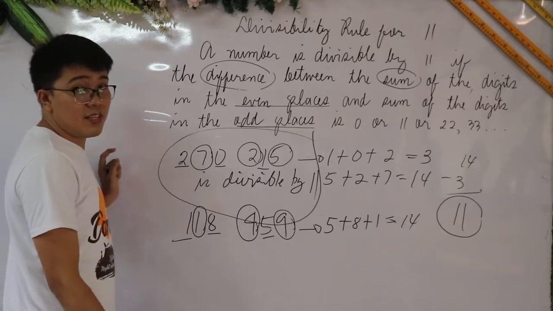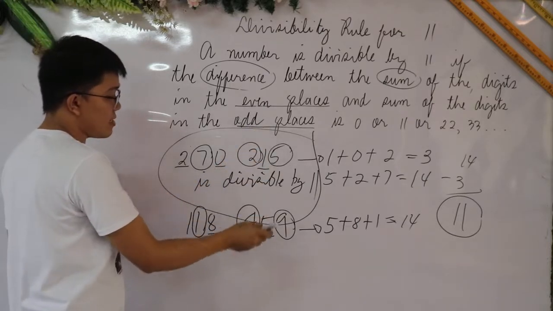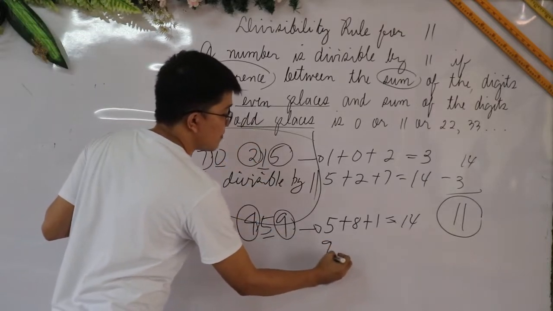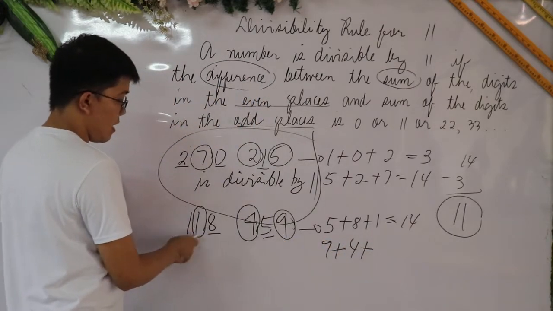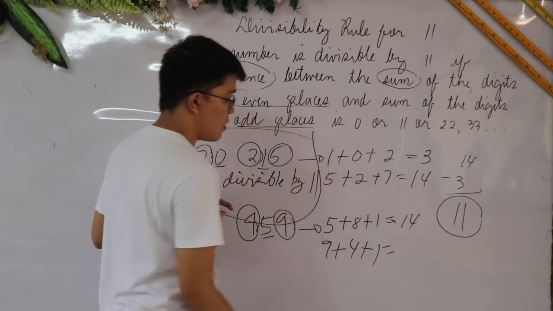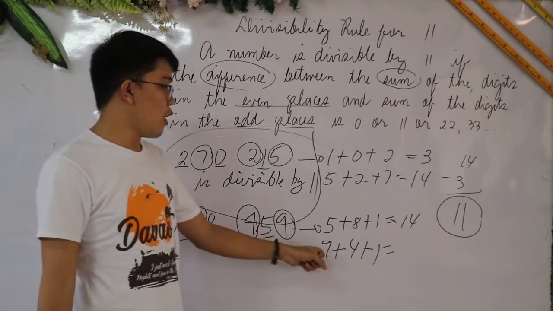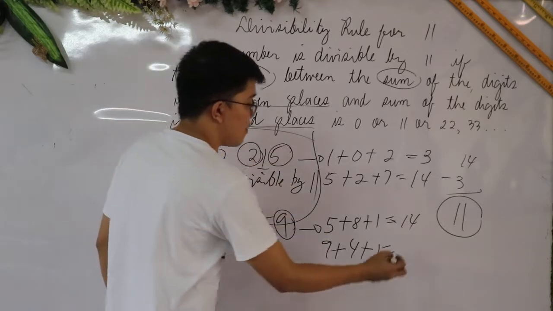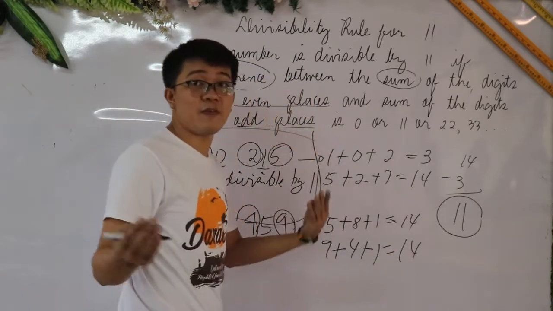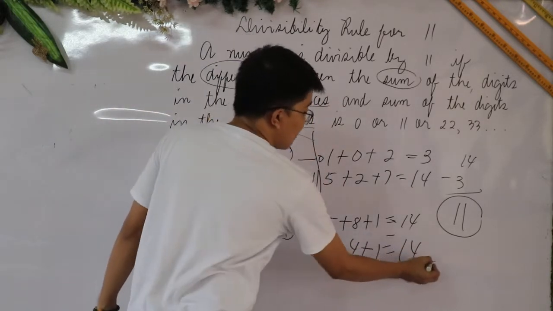How about the digits in the odd places? We have 9, 4, and 1. What is the sum? 4 plus 9 plus 1. Perfect. It's 14 also. Now it's time for us to get the difference of the two by subtracting them.